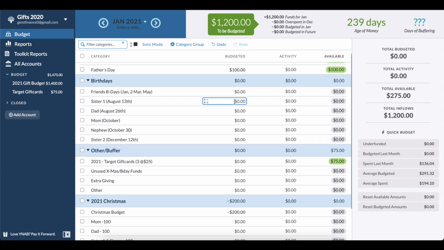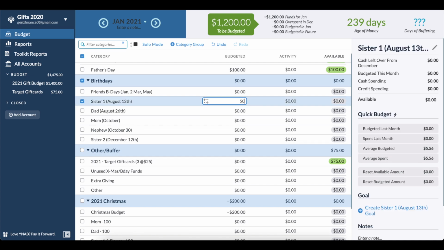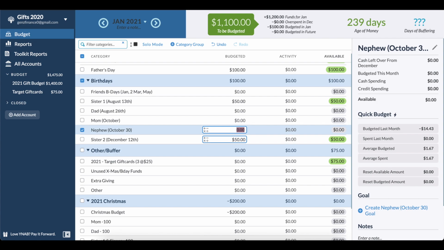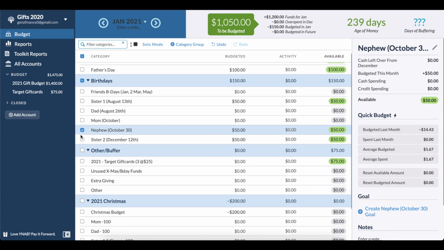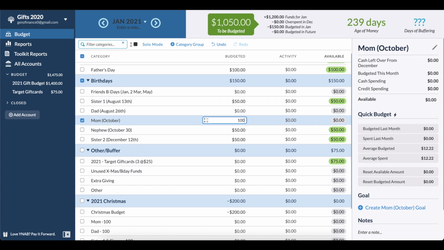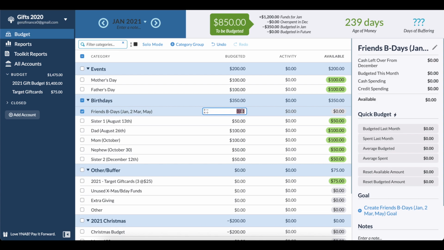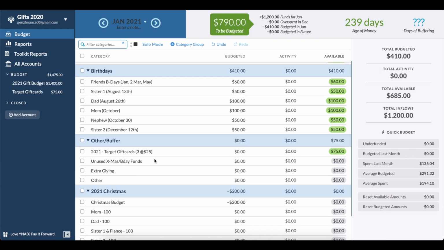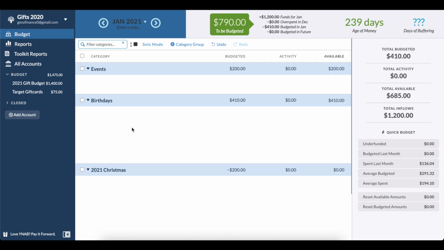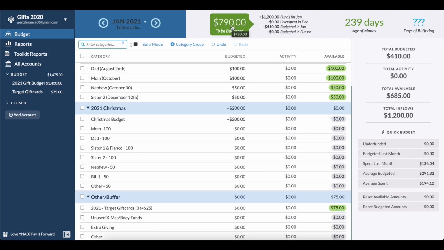Next for birthdays, I believe in 2020 I did $50 for each sister. I'm going to do $50 for my nephew. And then let's see if I can do 100 and 100. And then for my friends' birthdays, let's do 15 for each person. And so the great thing about YNAB is it's a calculator, and I don't know what 15 times 4 is. So if I do 15 times 4, it will tell me that's $60. This other / buffer, we can actually move this down past 2021 Christmas. Okay, so I have $790 left.